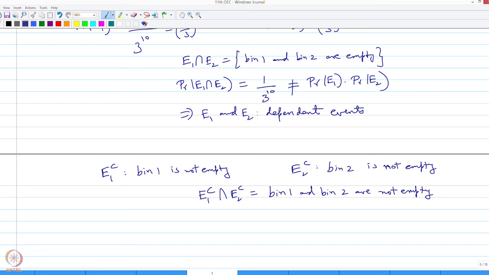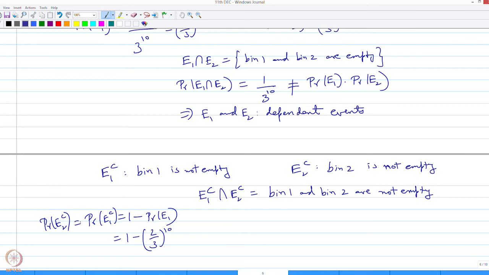So, supposing you want to find probability of E1 complement, this is not too bad. How do you find probability of E1 complement? It is 1 minus probability of E1 and you know probability of E1. So, this is 1 minus 2 by 3 power 10, okay. In fact, this is the same as probability of E2 complement, okay. Both of these individually I can find the probability. So, how will I find the probability of this guy? E1 complement intersect E2 complement, okay. It looks a little tricky.